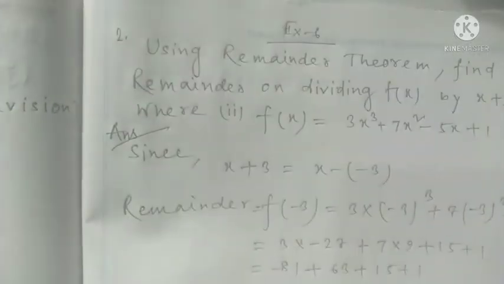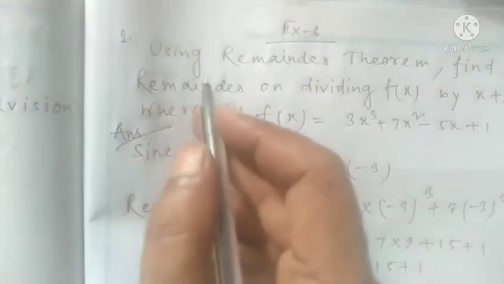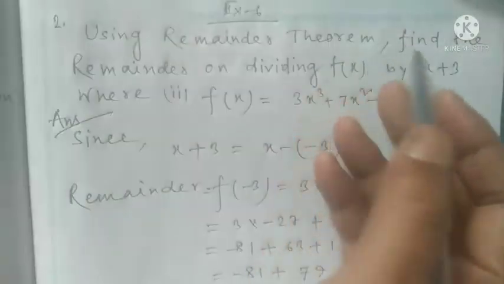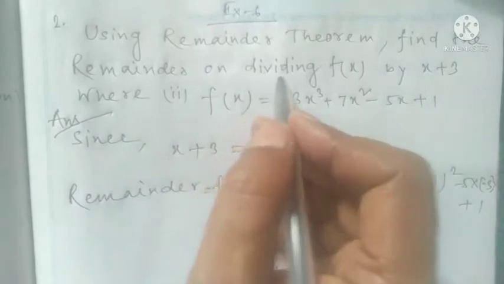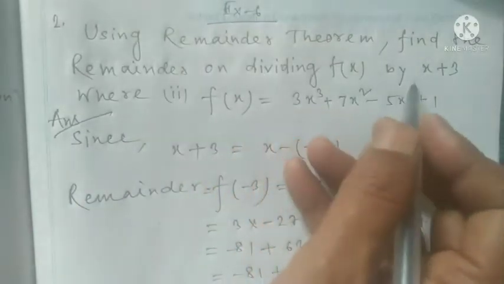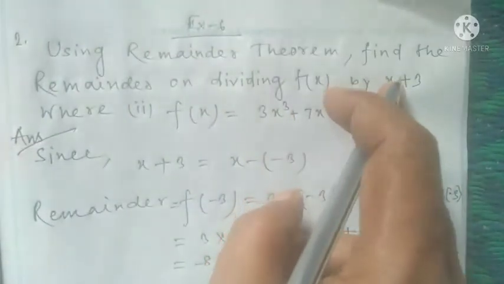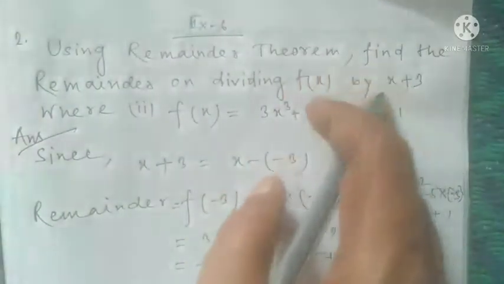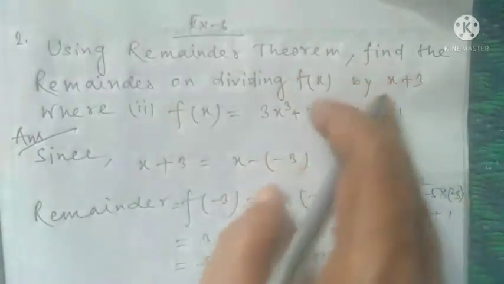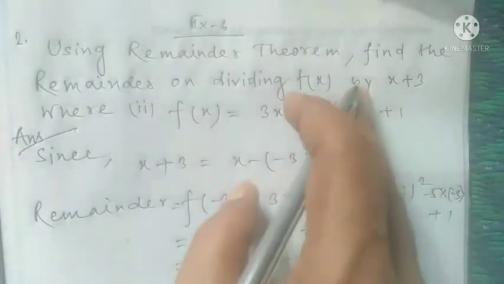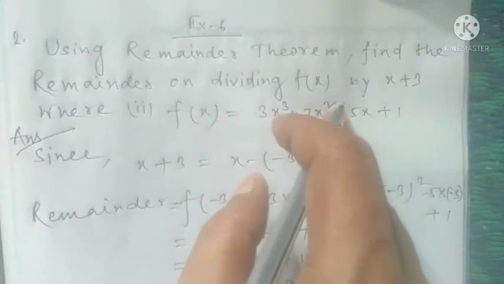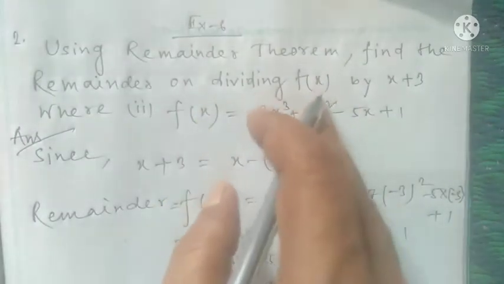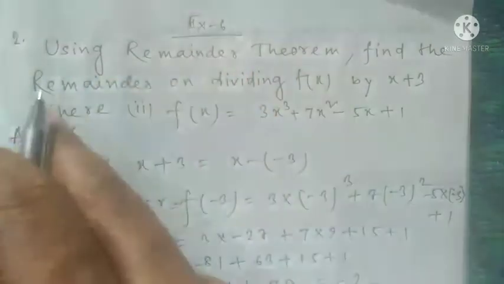2. Question number 2. Using the remainder theorem, find the remainder on dividing f of x by x plus 3. There is no minus. So first of all, you have to make the expression, you have to connect the x and the constant by a minus sign. Okay, then you can find the remainder.